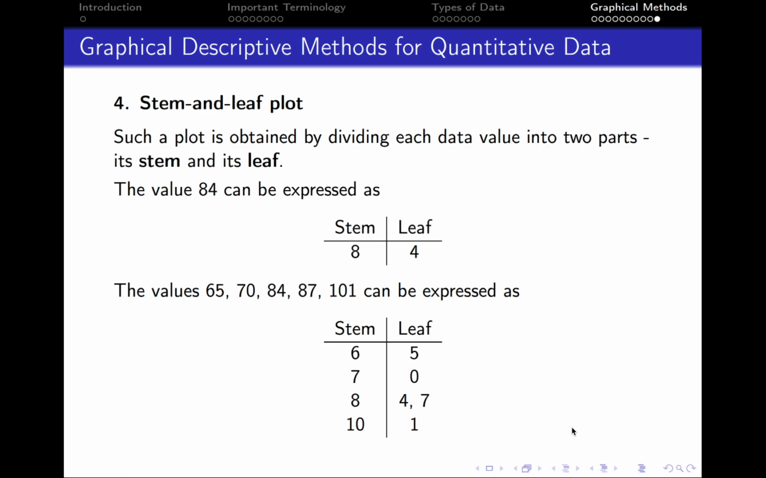So such a plot is obtained by dividing each data value into two parts, its stem and its leaf. So for example, the value 84 can be expressed as, so the stem is the first part of the number, 8, and the leaf, this is the other part of the number, which is 4. So therefore 65, 70, 84, 87, and 101 can be expressed as, so 6 goes to the stem and 5 goes to the leaf, 7 goes to the stem, 0 goes to the leaf. As for 8, we've got two values, 84 and 87, so we put a comma between them, and 101 can be expressed as 10 and 1.